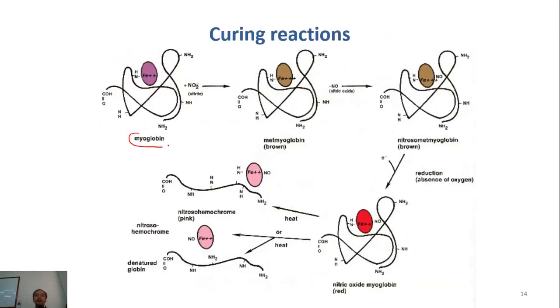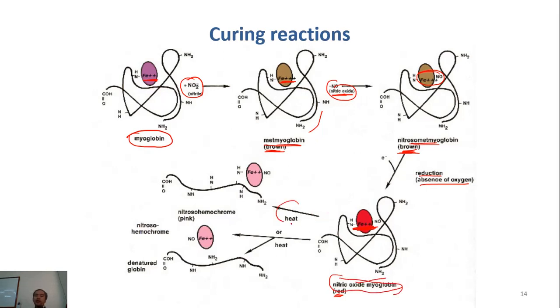Here is the myoglobin in muscle. In blood, in muscle, when it reacts with nitrite, here you have iron 2 plus, and you have nitric oxide, here it becomes 3 plus, and the color is brown, and this one is called metmyoglobin. Okay, and then somehow it can be converted into this one, the nitric oxide outside now will link with the iron inside, and you call this nitrosometmyoglobin, and the color is brown. Under the absence of oxygen, reduction condition, no oxygen, iron 3 becomes iron 2, and the color is red, and this is called nitric oxide myoglobin.